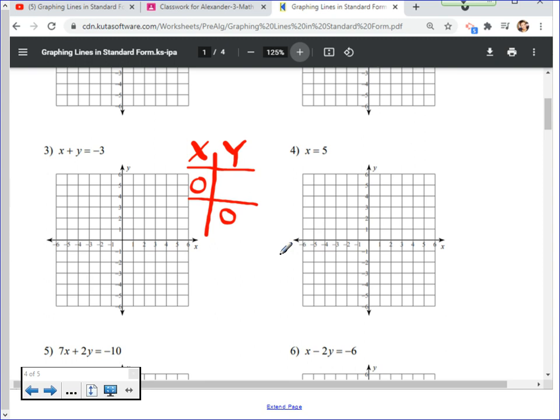You need to go ahead and write that on your paper. So when I plug in a 0 for x, it's like you say y plus 0. You don't have to say plus 0.